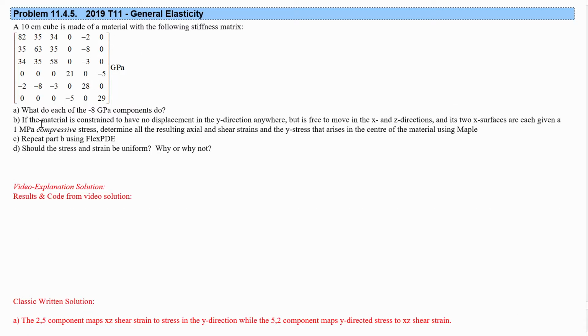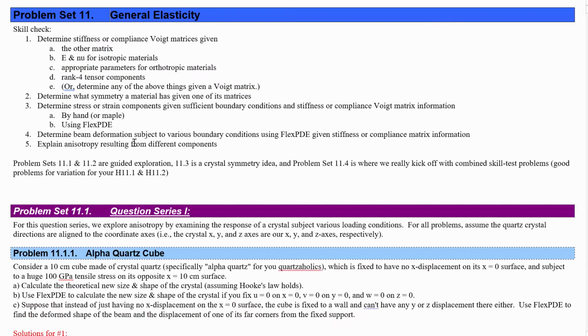This is what the practice problem that we're tackling today does, it asks us, given this matrix, what are the components of the stress or strain? So given the matrix, what are the stress and strain components by hand and with FlexPDE? That's what we're doing principally in the first part of this problem.